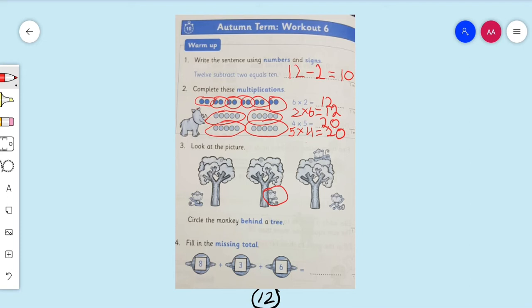Okay, so now let's do question number 4. It says, fill in the missing total. So first, we're going to do 8 plus 3. So 8 in your mind and count on 3. 8, 9, 10, 11. So 8 plus 3 equals 11.